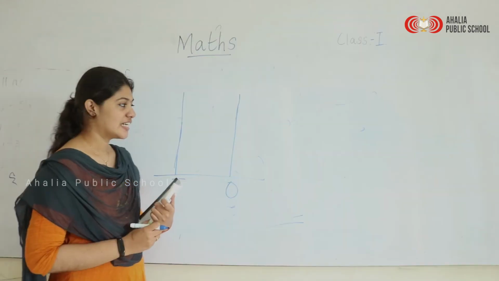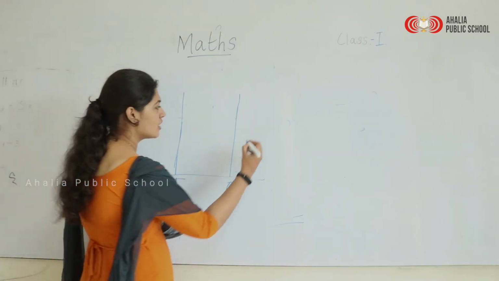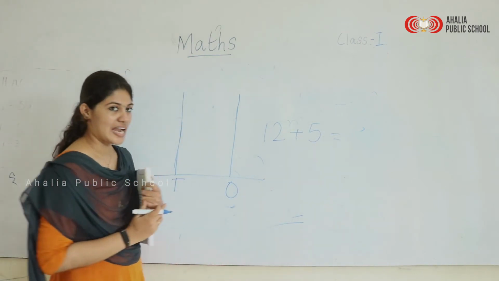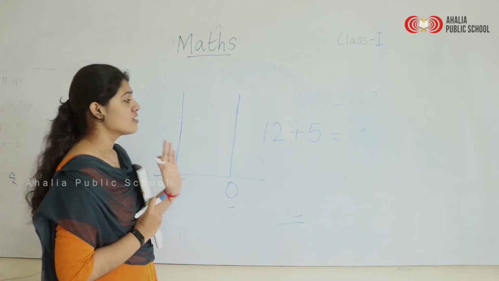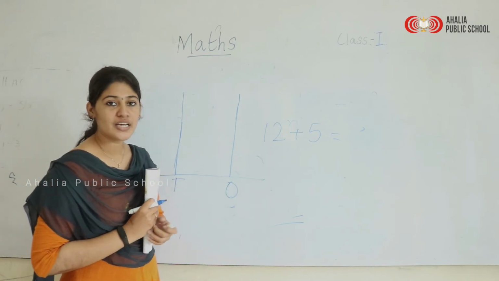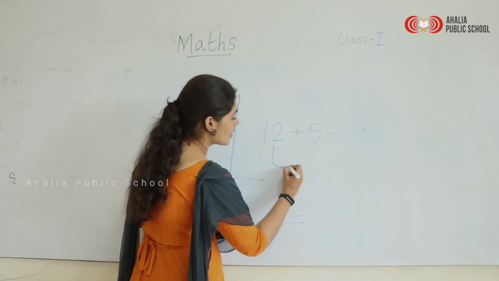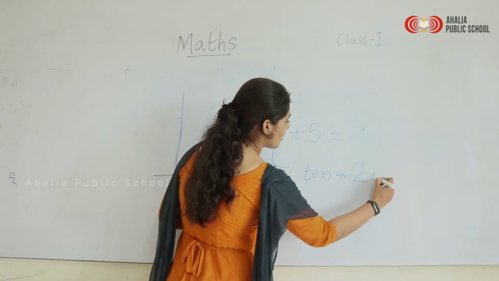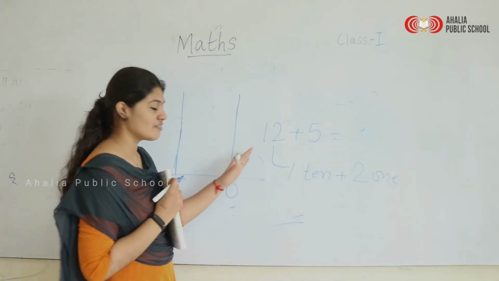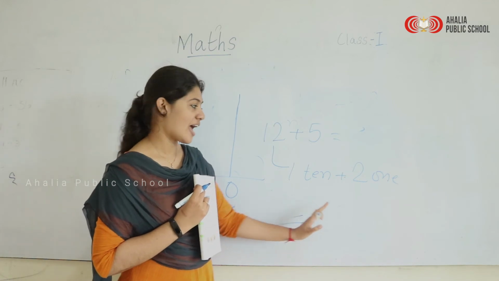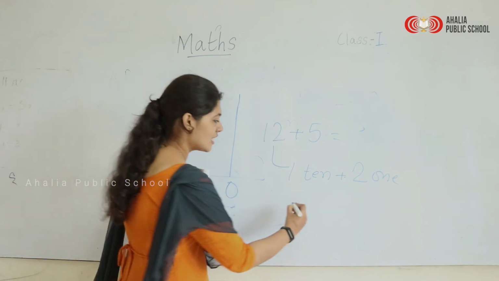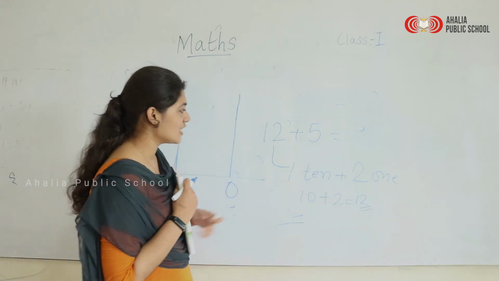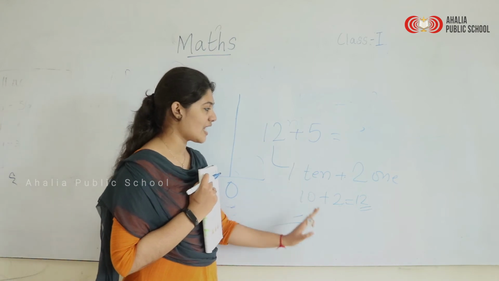Similarly, that is 12 plus 5. So in adding numbers using abacus, first we have to split this number 12 into 1 ten plus 2 ones. Clear, children? 12 can be written as 1 ten and 2 ones. That is 10 plus 2 is 12, right? So we are writing the 12 in the form 1 ten and 2 ones.